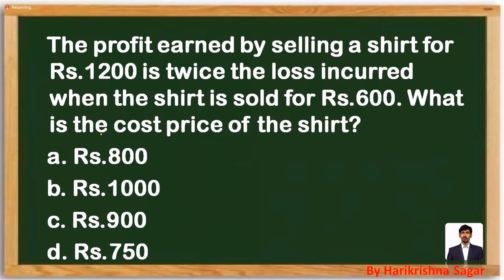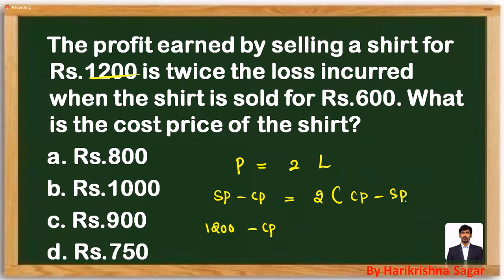Similar kind of data, no change. Profit earned by selling the shirt for 1200 is same as twice the loss. Selling price in the first case is 1200. What is profit? Selling price minus cost price. So selling price is 1200, cost price I don't know. Let me take it as CP. Is twice the loss. What is loss formula? Cost price minus selling price.